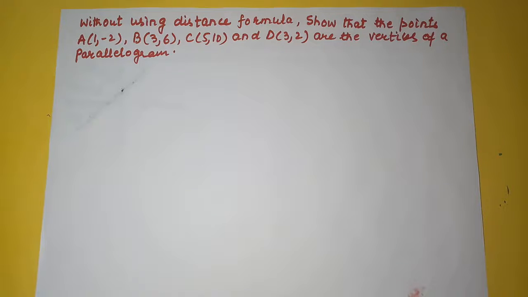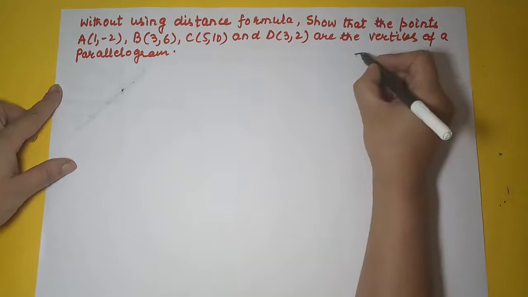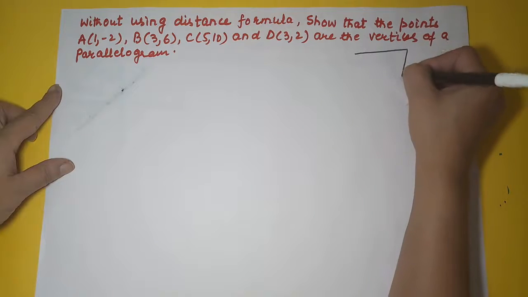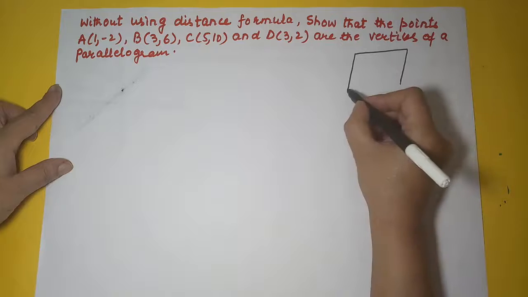We are continuing with the equations of a straight line. Here he is saying that without using the distance formula, show that the points A, B, C and D are the vertices of the parallelogram. Now we don't have to make use of the distance formula. Otherwise we could have found it with the distance formula.